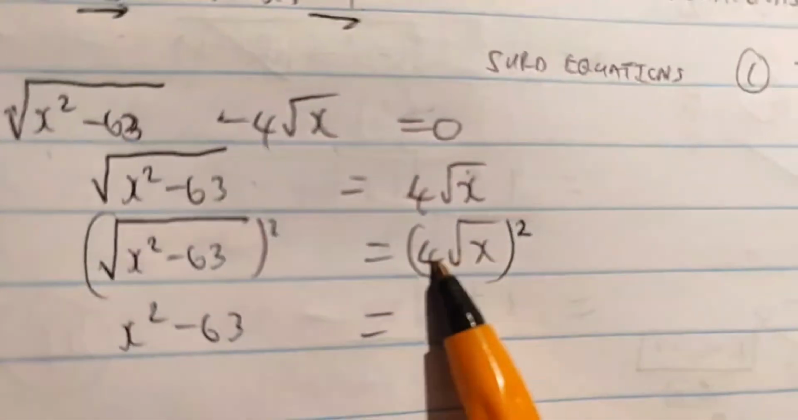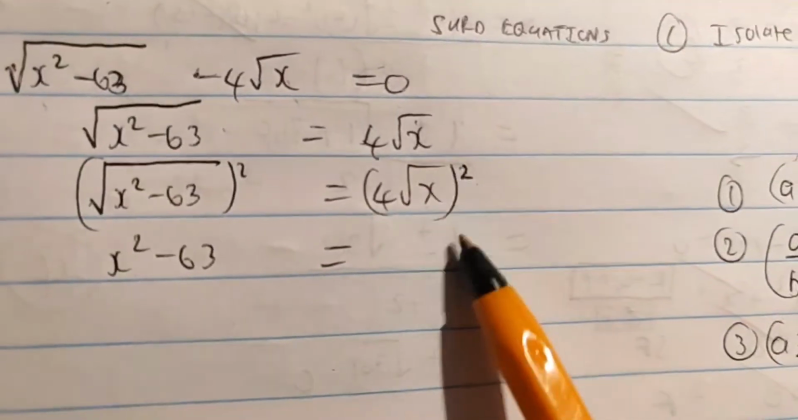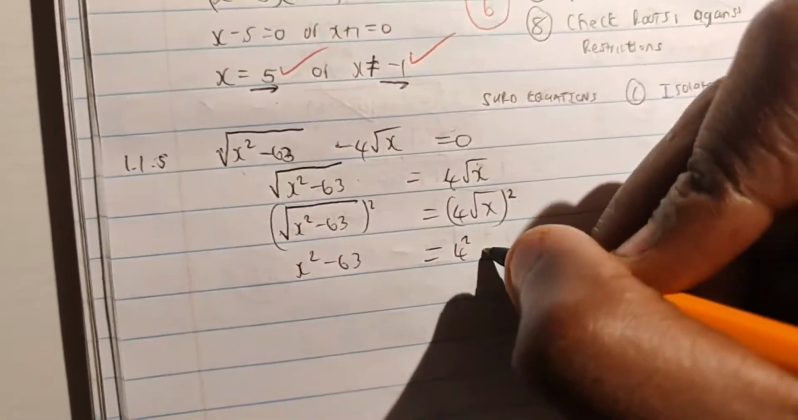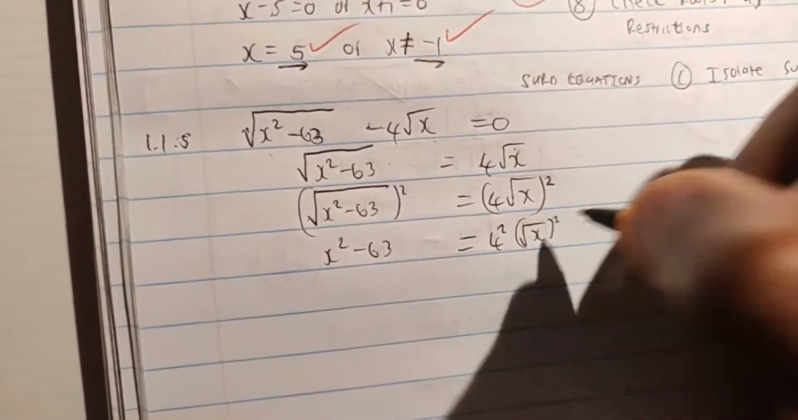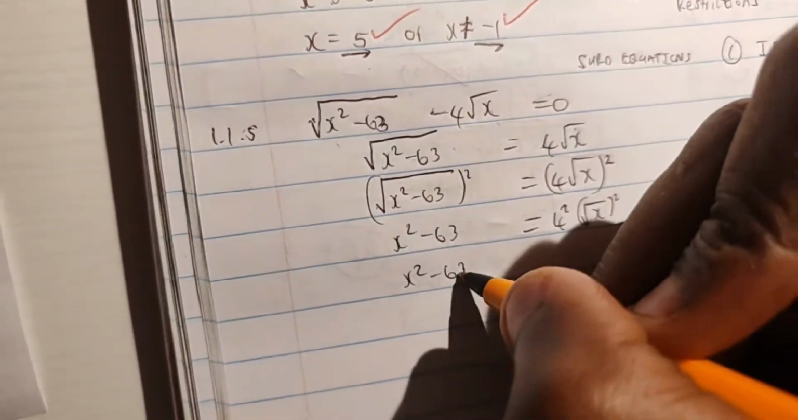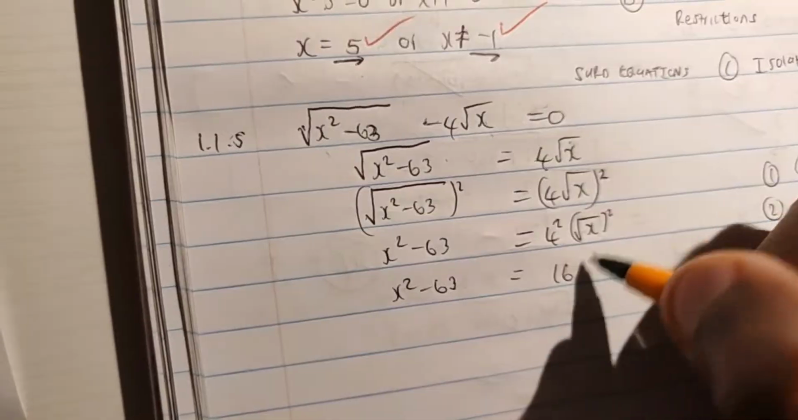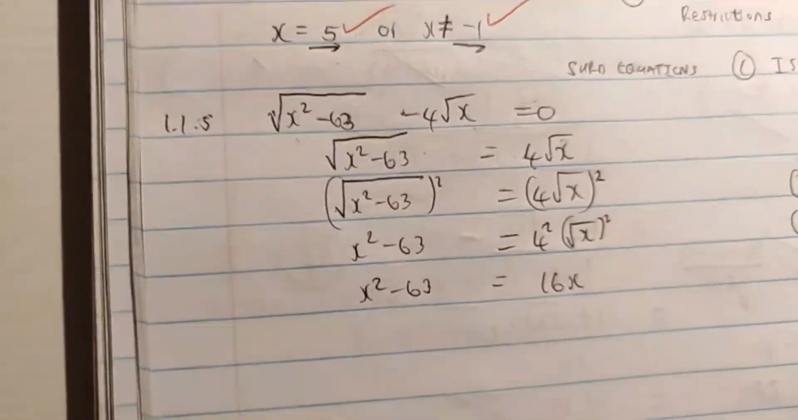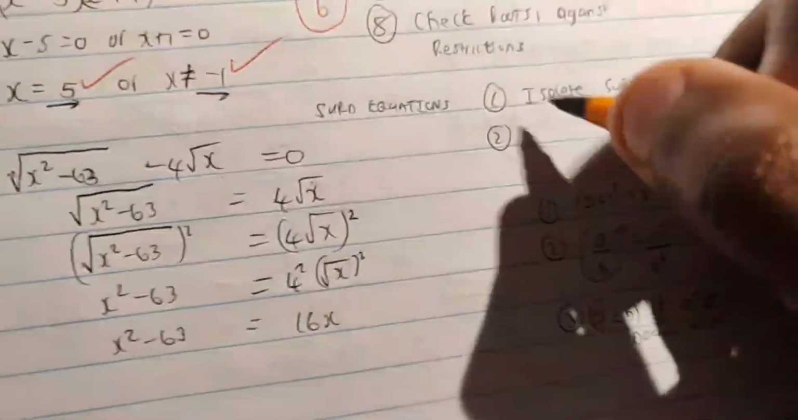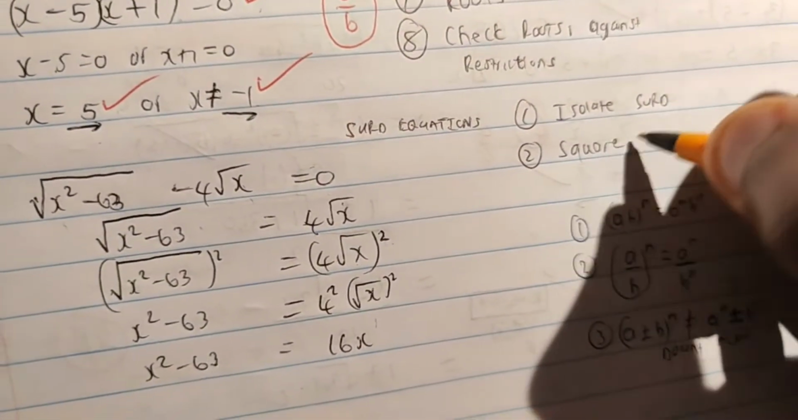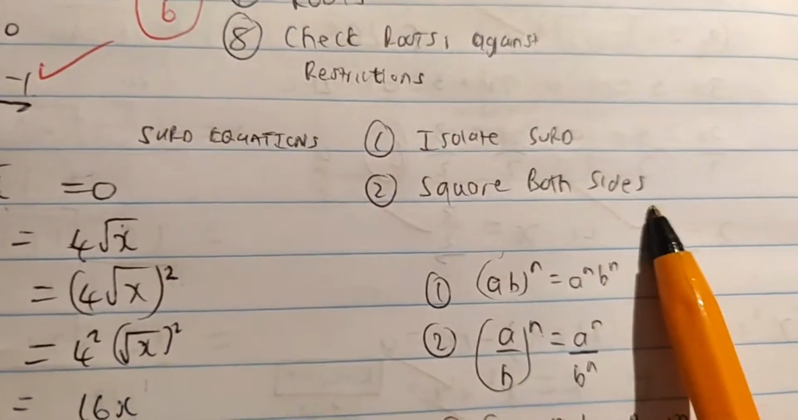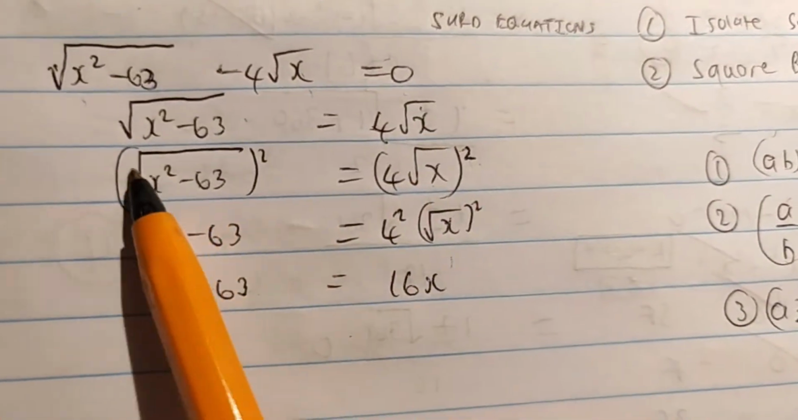Okay, so here you have 4 and root x. So 4 is multiplied with root x. So you apply the square to 4 squared, then you apply the square to the square root. So you have x squared minus 63, which will give you 16x, the square to the square root. Okay. So step 1, you isolate the surd. Step 2, when the surd has been isolated successfully, you square both sides. So this is what we just did, squaring both sides.